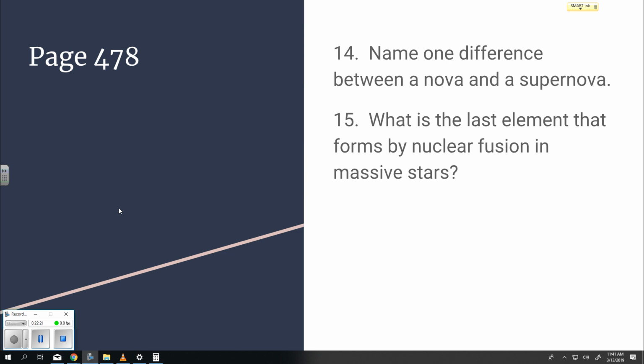Question 14. Name one difference between a nova and a supernova. Novas usually do not destroy the star. Supernovas destroy the star.